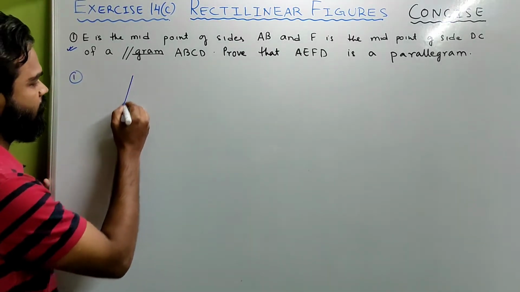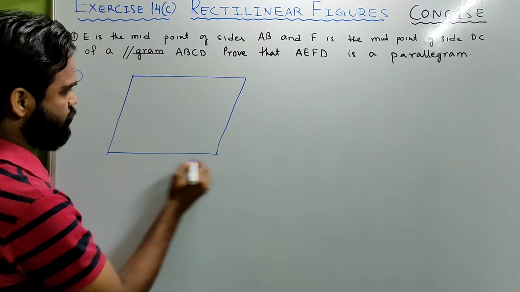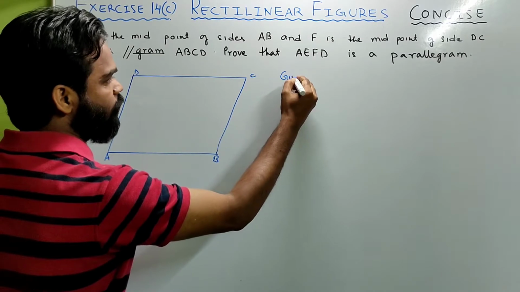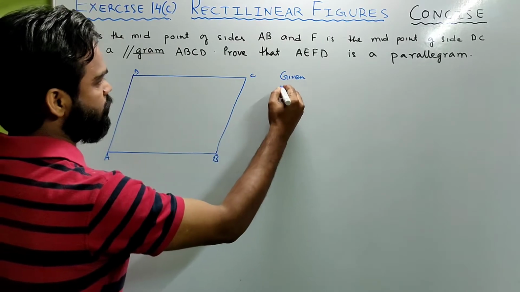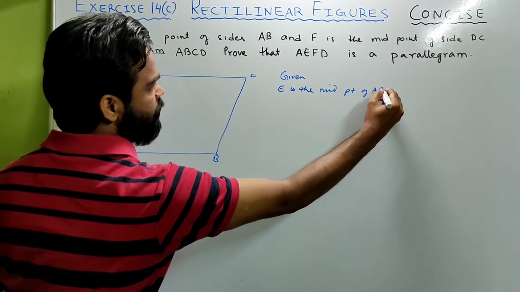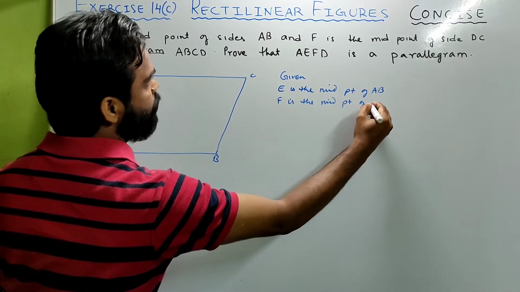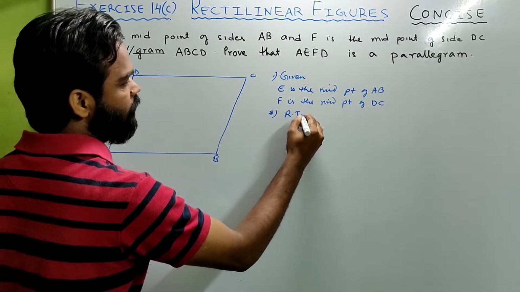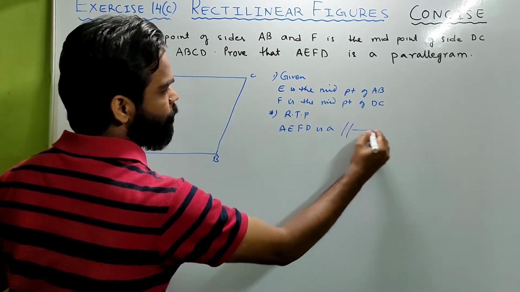Very easy. First, draw the diagram. So suppose this is my A, B, C, D. What is given to us? It's always better if you write what is given and what is required to prove. Given is E is the midpoint of AB, F is the midpoint of DC. And what is required to prove? RTP, that AEFD is a parallelogram.